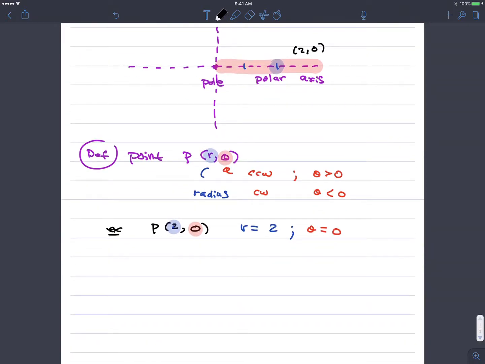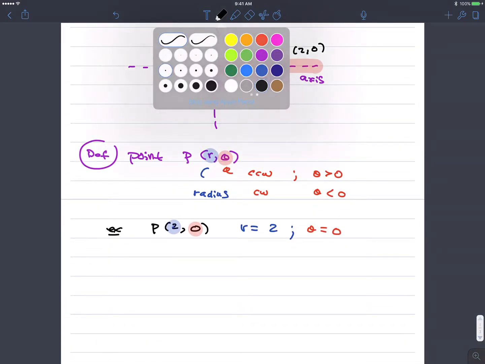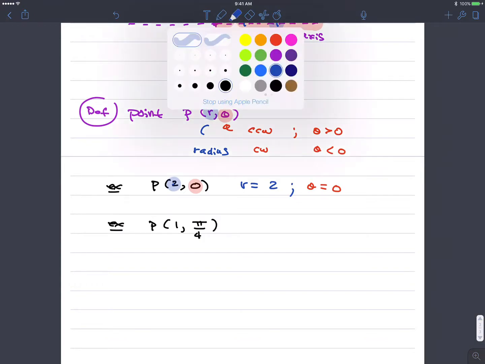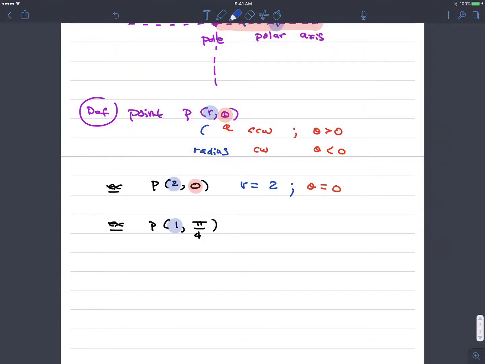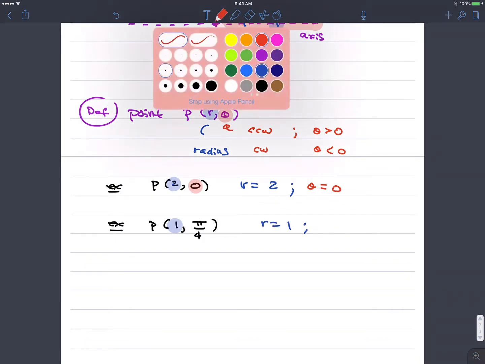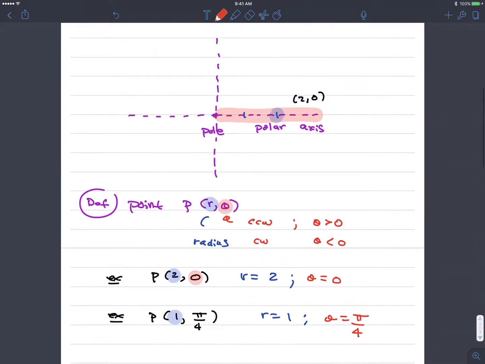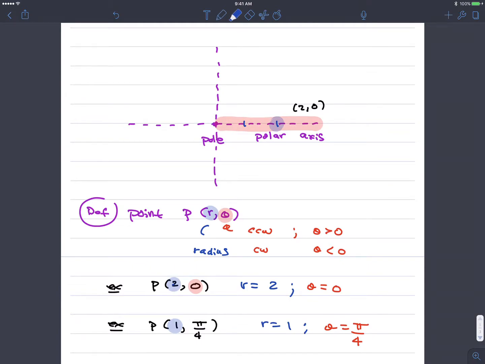So, for example, they may give you another one, and I'll say here's another example for a point. Let's say 1, pi over 4. Again, what this means is our radius is 1. And what's the angle theta? Pi over 4. So I'm going to take now a 45 degree angle, and I'm going to erase this.